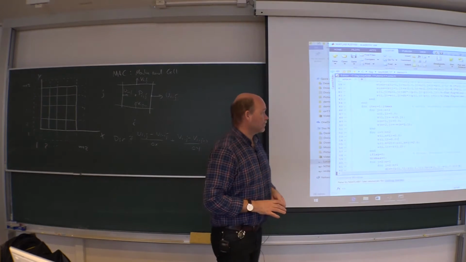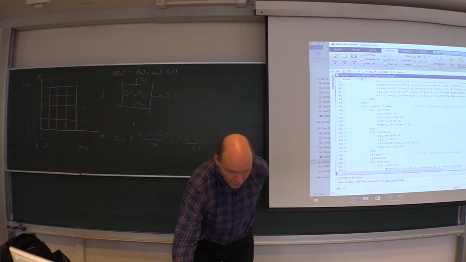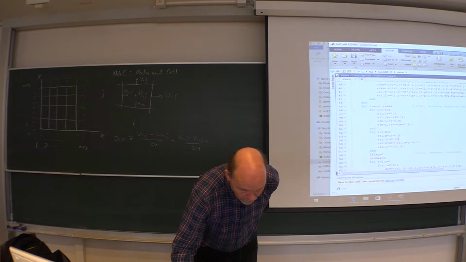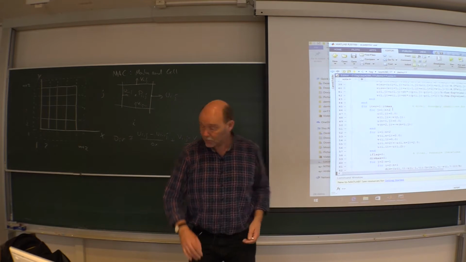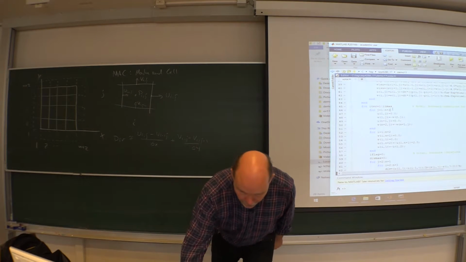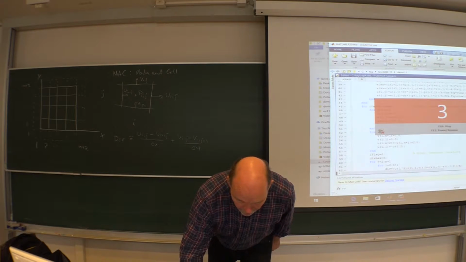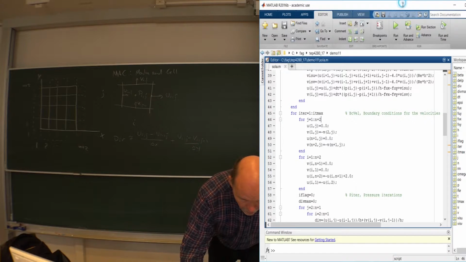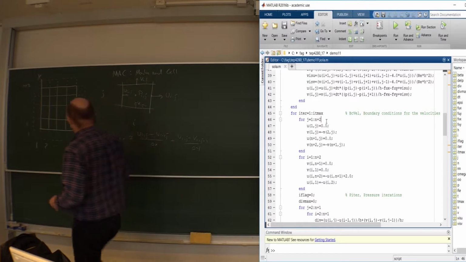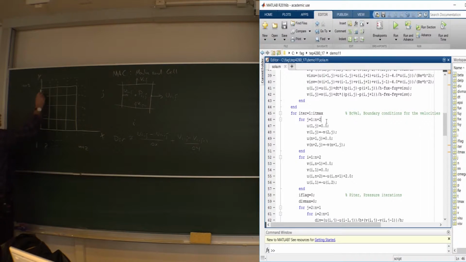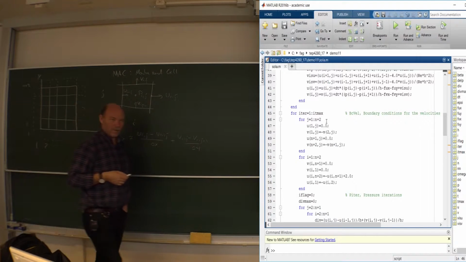So let's see the boundary conditions that have been implemented here. First, for all j's, that's the first loop. And then we are looking at the boundary conditions alongside this wall and this wall. Now, for the square cavity test case, both of them are solid walls.